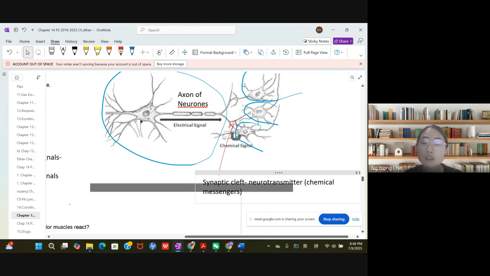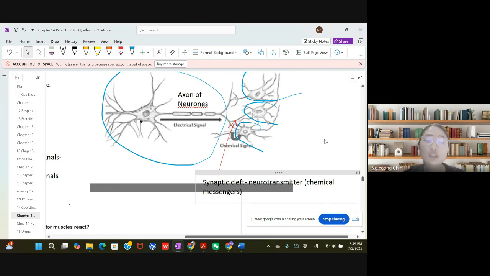Once the neurotransmitters reach the receptor proteins on the postsynaptic neurons, they will direct the impulse to the dendrite, and then they will produce the electrical impulse again, and then it travels through the axon and gets to the nerve ending. Then when it needs to pass through the gap, it needs to be converted to neurotransmitter again.